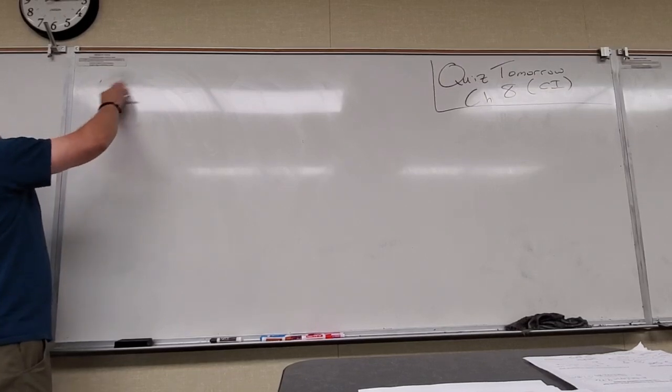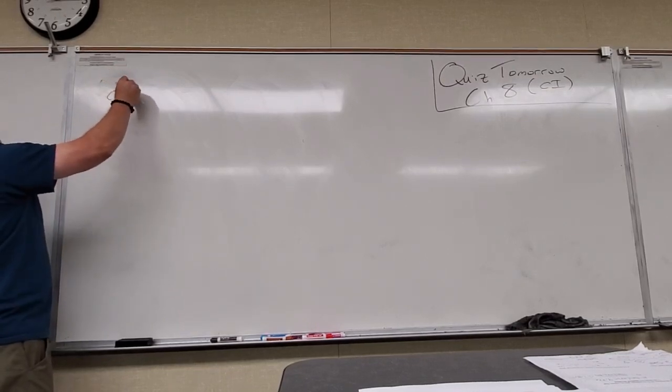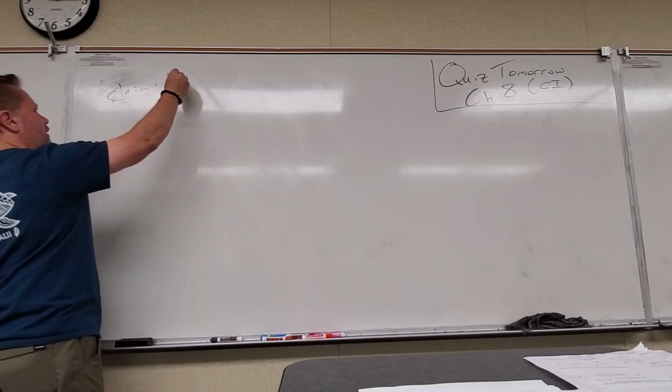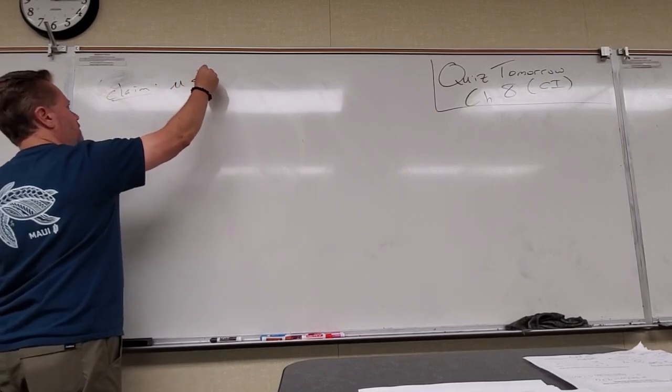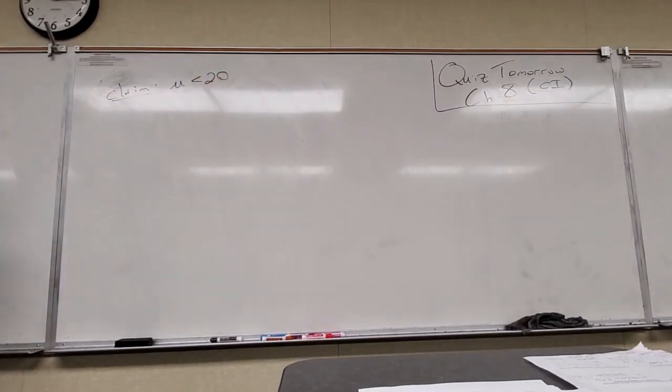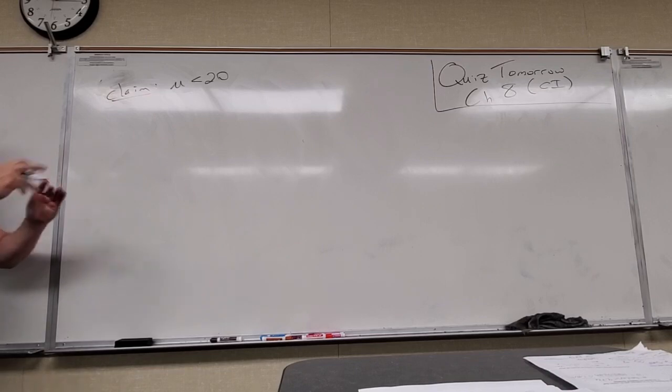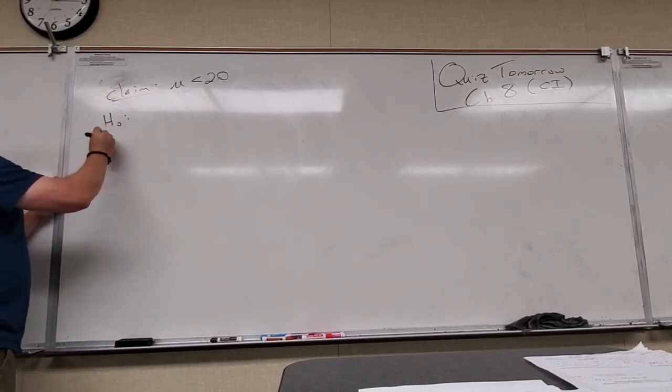Let's review what we did yesterday. I told you there's 5 total steps. So far, we've talked about 2 of them, right? Let's just review this. So we have a claim that's made. In this case, the claim was the mean was less than 20. We thought that our new drug would take less than 20 minutes to alleviate somebody's headache. So that's the claim. Anybody remember where that goes?